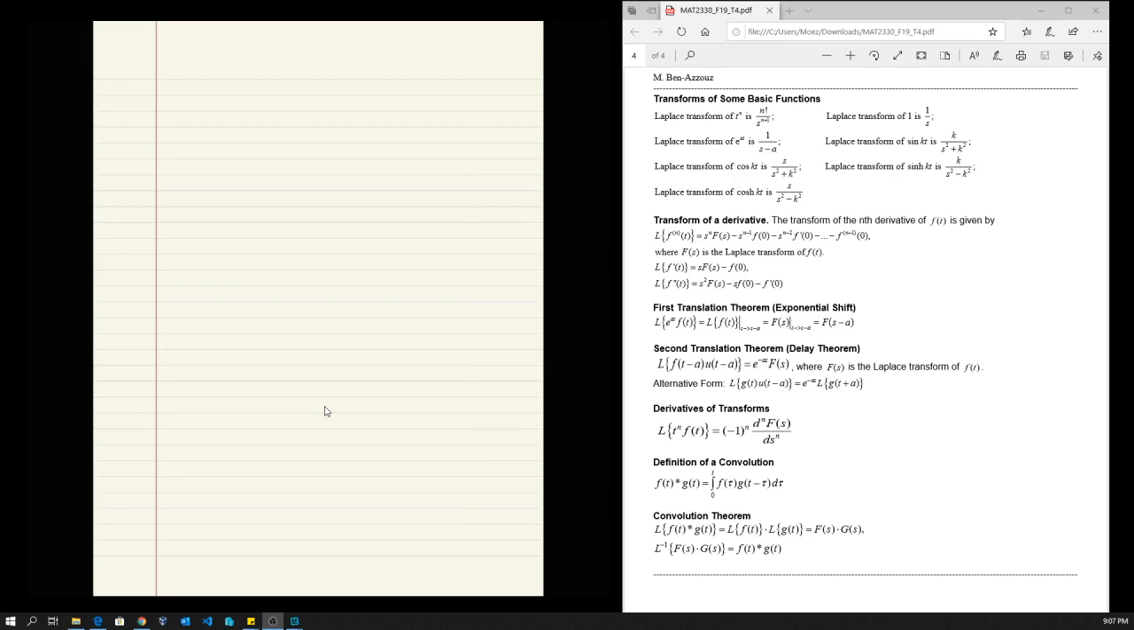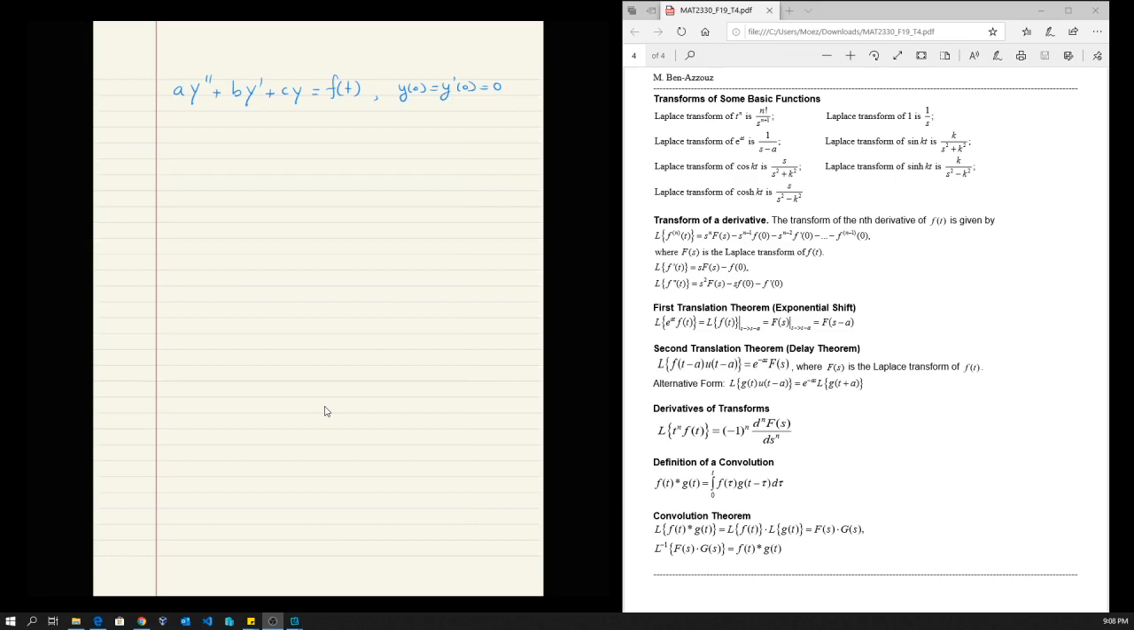So let's say I have a y double prime plus b y prime plus c y equals some function f of t, and we're going to call this 0. This is called the zero state system, which means the initial conditions are all zeros. So we're going to make y of 0 equals y prime of 0 equals 0. So the initial conditions are 0 across the board.